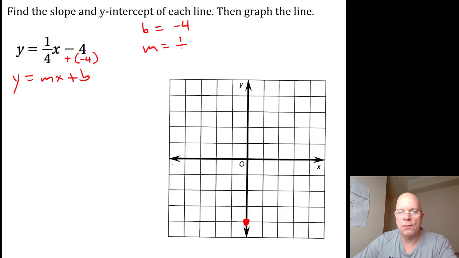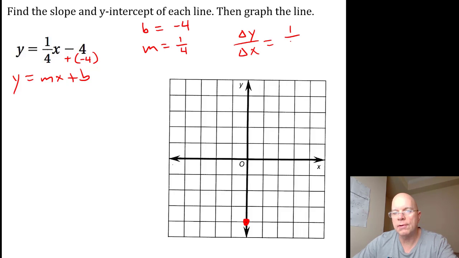M is 1/4. So delta y over delta x is 1/4. So delta y is positive 1, so I go up 1. Delta x is positive 4, so I go right 4. And my line is very small slope, not very steep at all, which makes sense because 1/4 is a pretty small number.